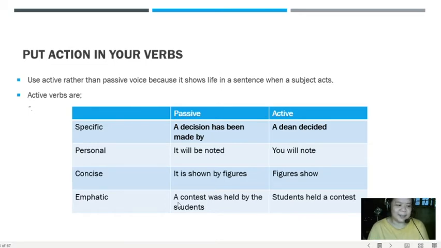Okay, and then the last example is "A contest was held by the students." So "students held a contest." So again, your subject should be the doer of the action. It should be in active rather than in passive. Let's continue.